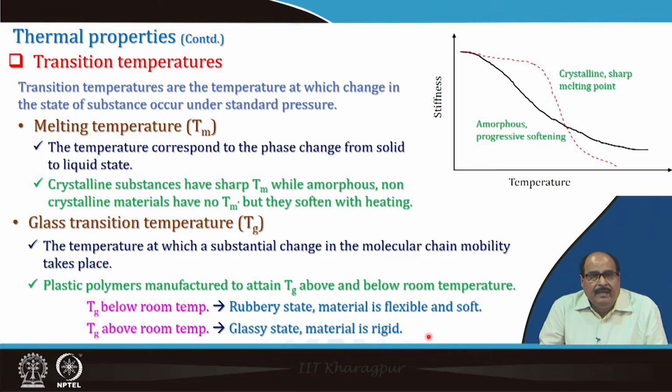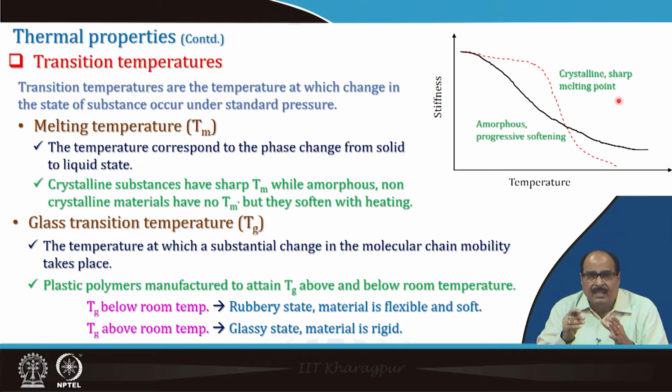Okay. Then transition temperatures. Transition temperatures are the temperature at which change in the state of the substance occur under standard procedure. Okay. You can see here the graph, that stiffness versus temperature graph, and this side it shows amorphous progressive softening or crystalline sharp melting point. Okay. So, these transition temperatures, there are two, you can say melting temperature Tm and the glass transition temperature Tg. So, the melting temperature is the temperature that corresponds to the phase change from solid to liquid state.